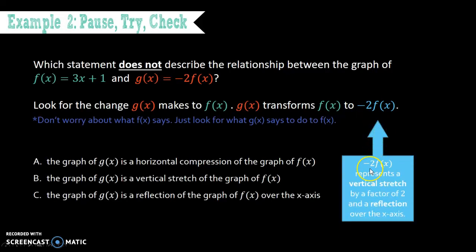Negative 2 up in the front represents a vertical stretch by a factor of 2, and because it's negative, that's also a reflection over the x-axis. So again, this question asks you to choose the statement that does not describe the relationship. So we're going to check these. A says that we have a horizontal compression. That's not true. The answer to this one is A, because that's the false statement. B and C are the translations that are happening on these functions.